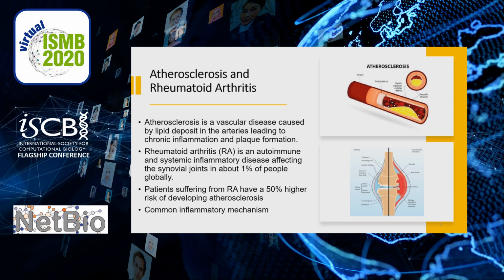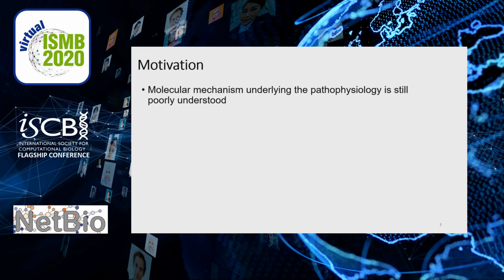Studies have shown that patients suffering from rheumatoid arthritis develop cardiovascular disease complications, the main cause of death and of high incidence globally. This may be due to a common inflammatory mechanism. However, the link between both diseases is still poorly understood, both at network and molecular level. So the molecular mechanism underlying the disease pathophysiology is still poorly understood.